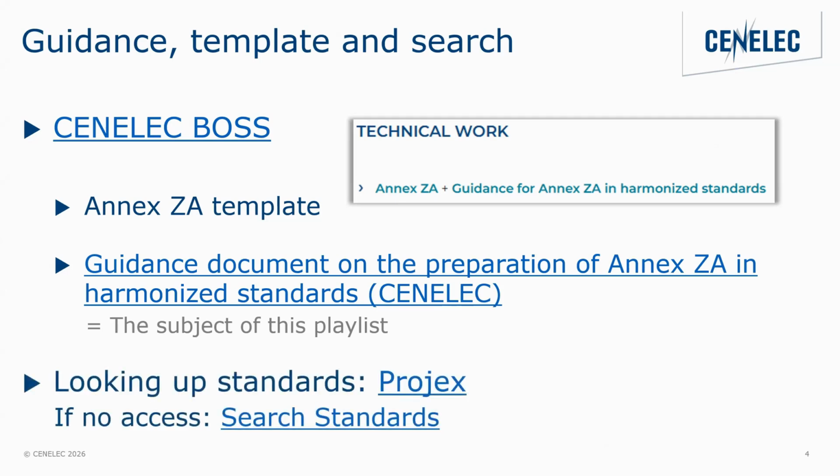And then one final point to make. You may have asked yourself, where is the best place to look up information about standards when you're completing the Annex ZA? And we would like to ask that you use projects as your primary source. And if you don't have access to projects, please know that there is also the Search Standards tool.